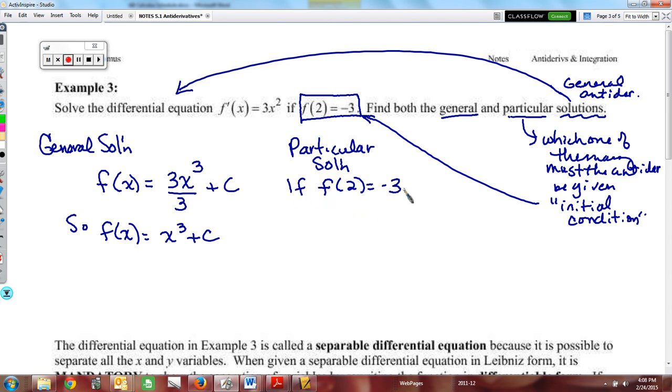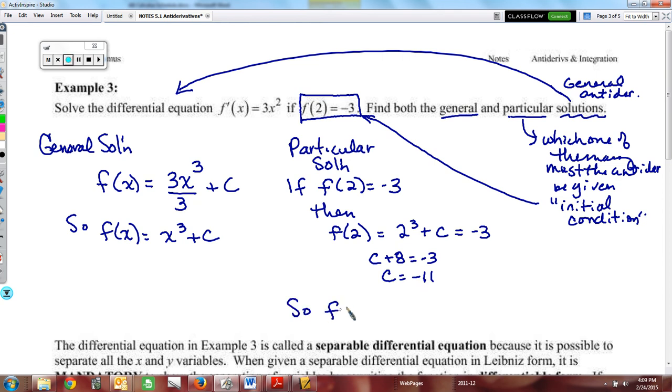So if this is my given initial condition, then using my general solution, I know that f of 2, which is going to be 2 cubed plus c, has to equal negative 3. And I can basically just solve for c. c plus 8 is negative 3, so c in this case would be negative 11. So the particular solution, the one that you are on given this point, is going to be x cubed minus 11. That's the curve in the family that I'm on.